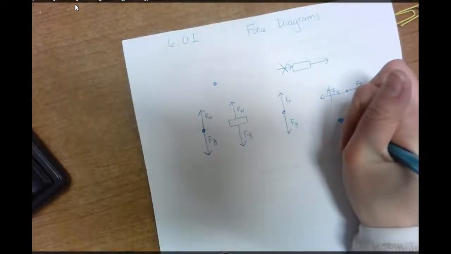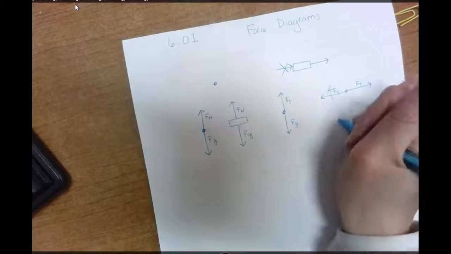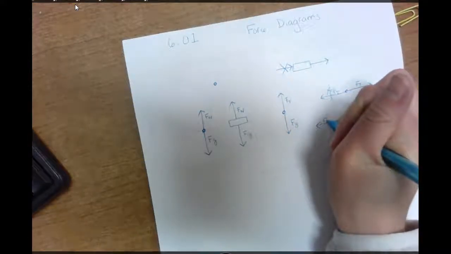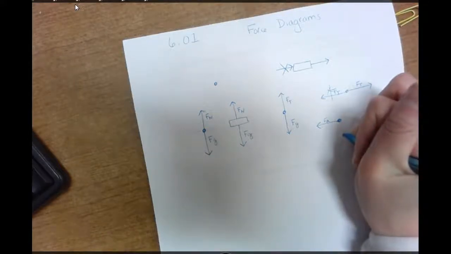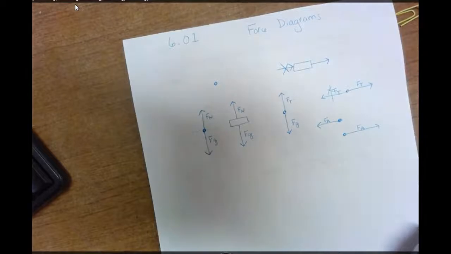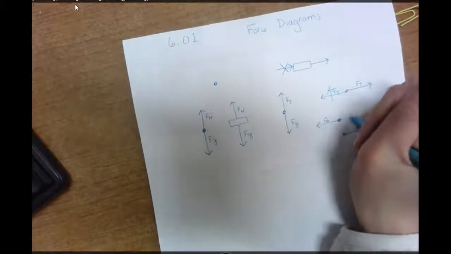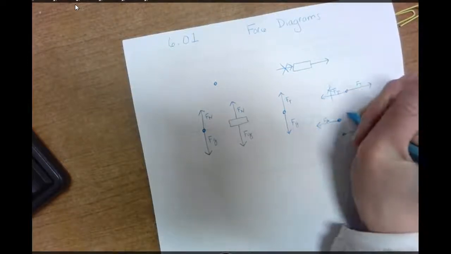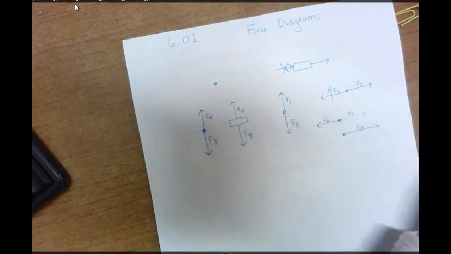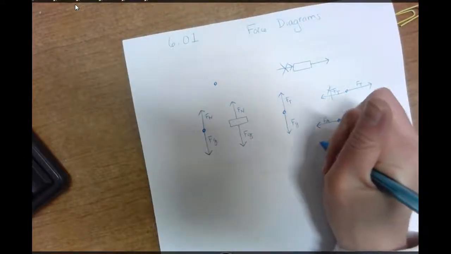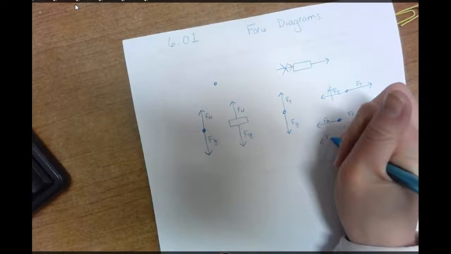Another force that you could have is an applied force. Let's say someone pushes the object to the left. That would be a force applied. Or someone pushes the object to the right. That would also be a force applied. You can have friction. Friction is always opposite to an applied force. So if the force is to the left, then the friction force, FF, would be to the right. Or if someone's pushing something to the right, then the friction force would be to the left.